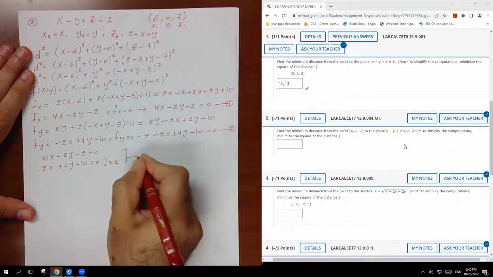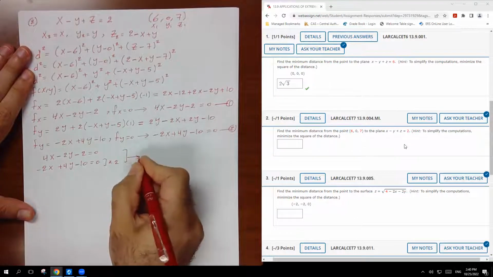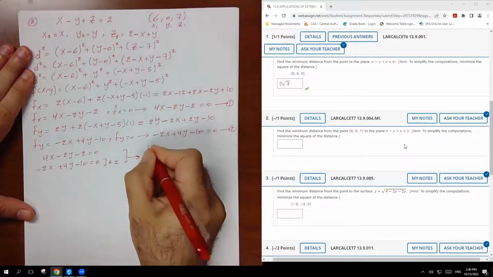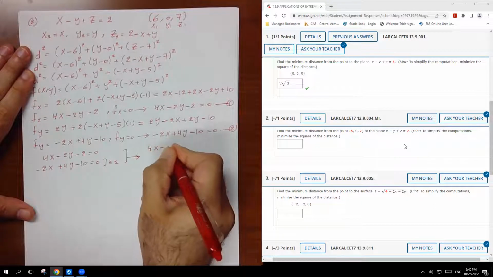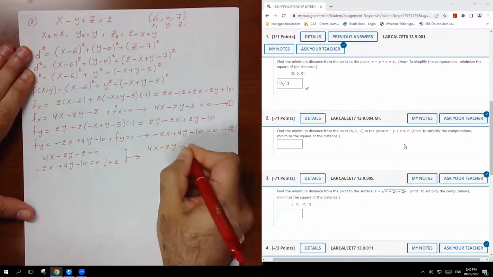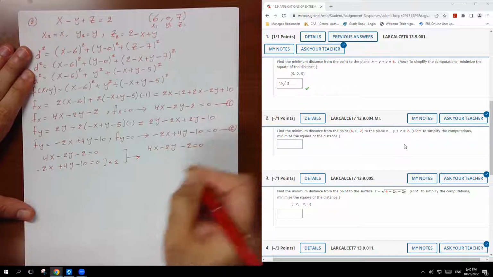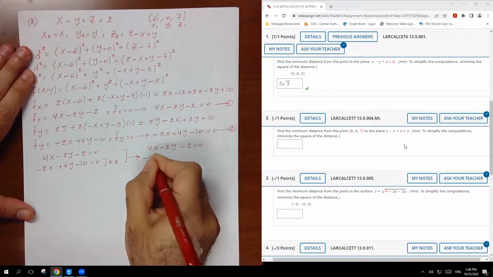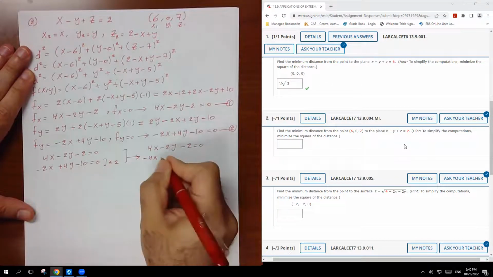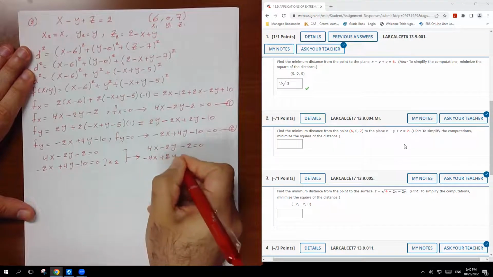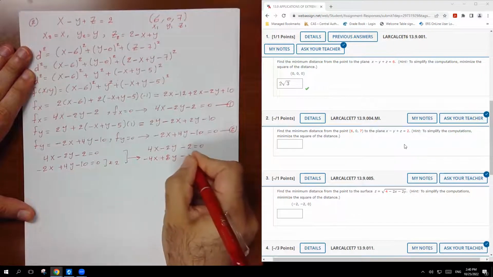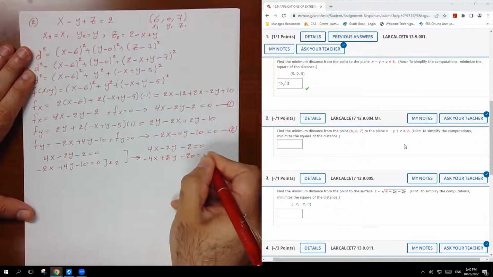That means the whole system is going to be 4x minus 2y minus 2 equals 0. And here is negative 4x times 2 plus 8y minus 20 equals 0.